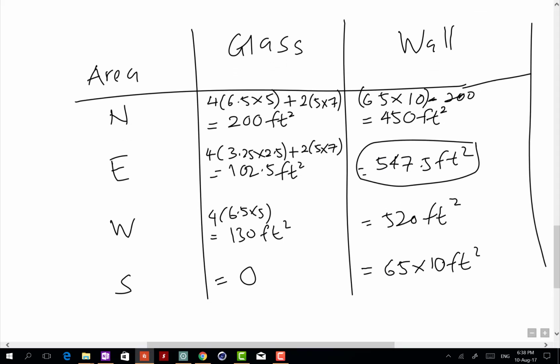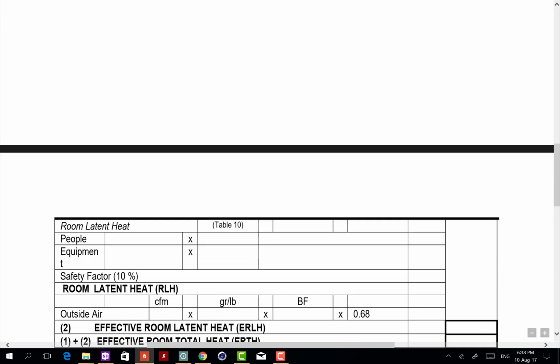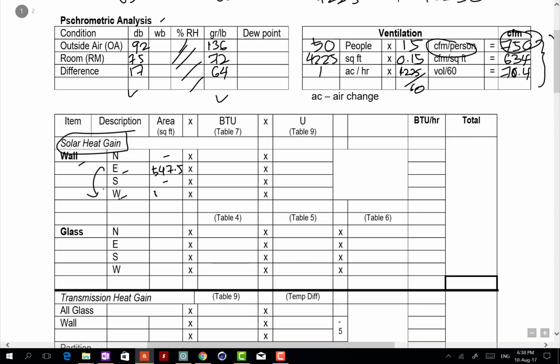It should be 520, right? 520 square feet. So here 520. Okay, and then this is BTU, British Thermal Unit. Alright, it stands for the temperature difference for solar heat gain.